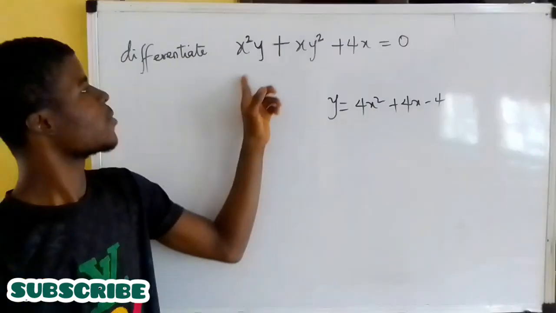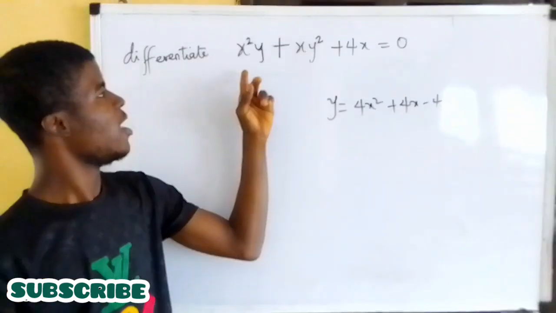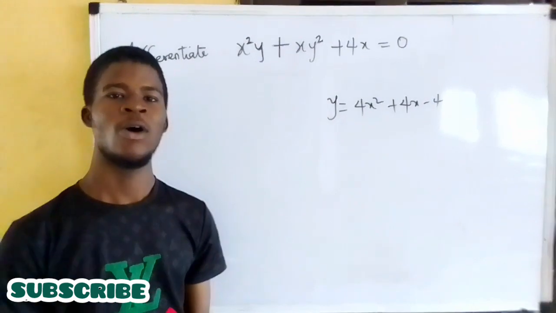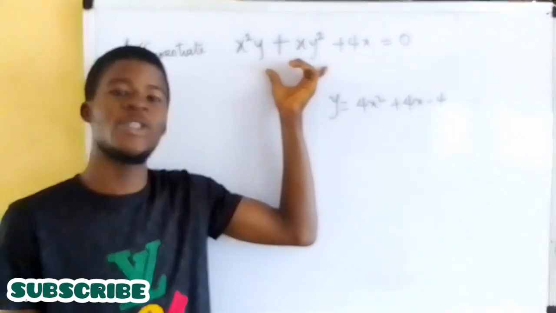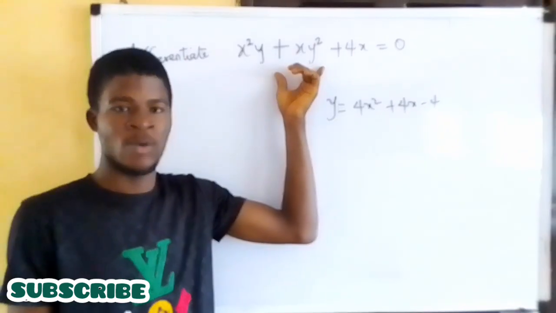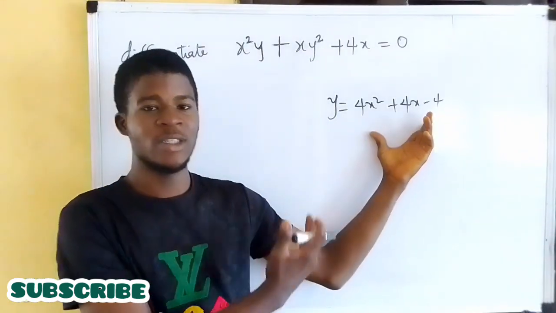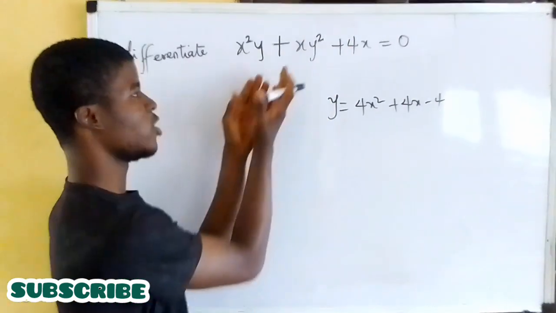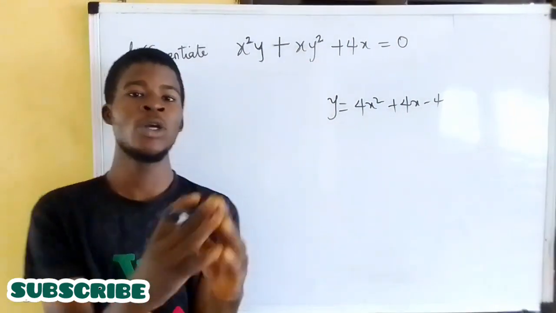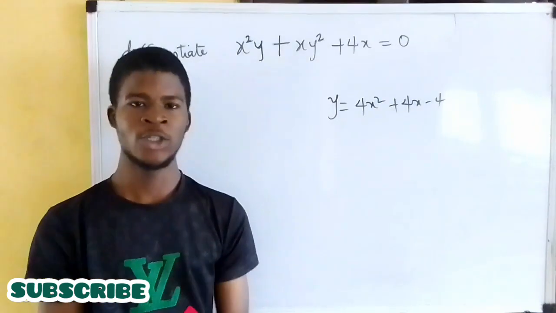But in this case, look at the left hand side. X and y, they are mixed up. So we can say this is an implicit relationship between x and y. The method of differentiating this is different from the method of differentiating this. So this is an implicit function. I'm going to differentiate it now. So watch this video to the end and see how it is done.